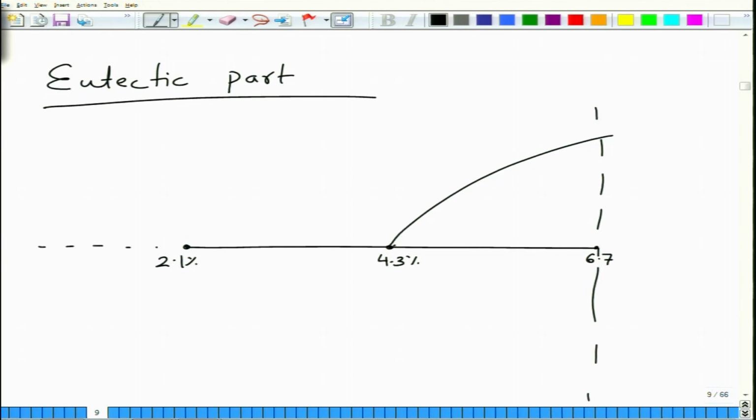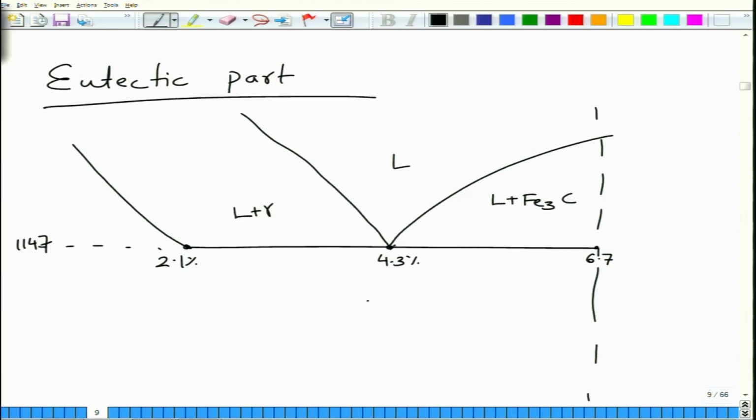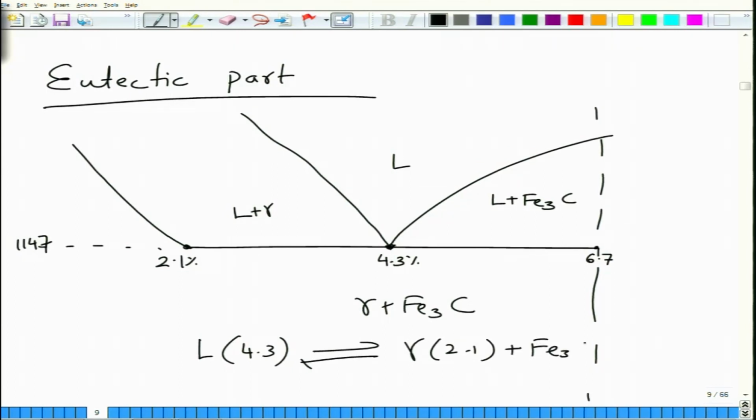This is 1147 degrees centigrade, and of course you have these two lines coming from the top from the peritectic region. So, you have liquid plus gamma, liquid plus Fe3C, which is cementite, and this converts into gamma plus Fe3C at this temperature. So, this is the eutectic reaction. Liquid of composition 4.3% transforms into gamma of composition 2.1% plus Fe3C, which is 6.7% carbon basically.